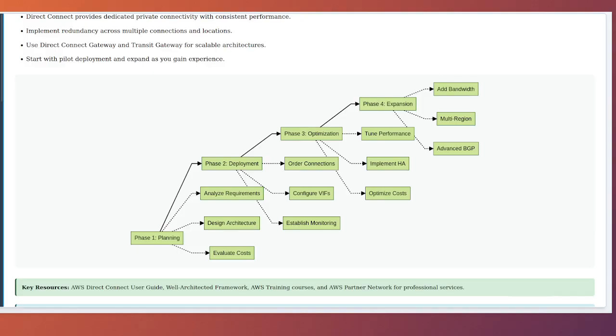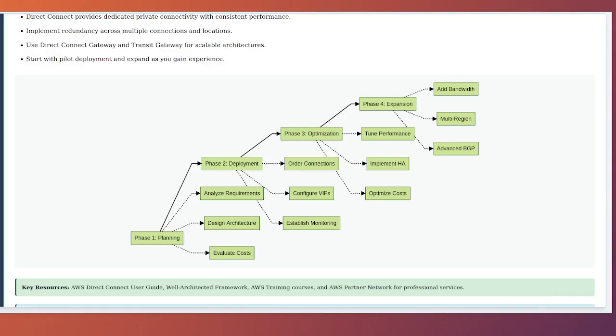For production deployments, implement redundancy by establishing multiple Direct Connect connections, preferably to different Direct Connect locations. Combine Direct Connect with VPN for a hybrid approach that provides backup connectivity. Monitor your connections using CloudWatch metrics and set up alarms for critical thresholds. Implement proper security with encryption through MAC-sec or IPsec, network segmentation, and access controls.